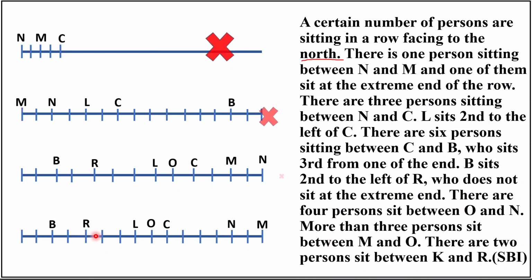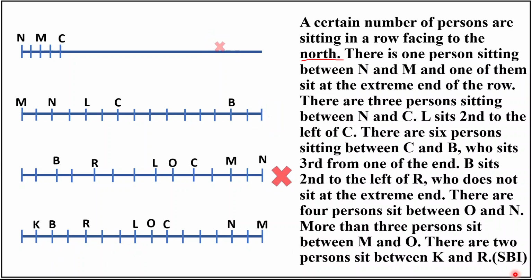See, to the right of R, L is here, because between K and R there should be 2 people, and between R and L there are also 2 people. So we cannot place K to the right of R. Let's see to the left of R. To the left of R there is a vacant place here, I am showing this by the arrow. We'll place K here, because there are 2 people between K and R. You can see there are 2 people between K and R.